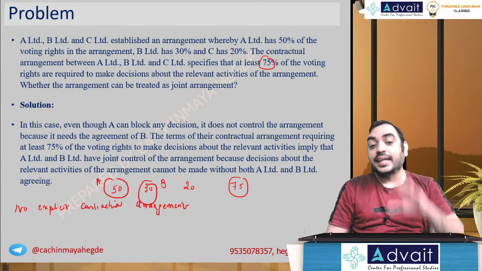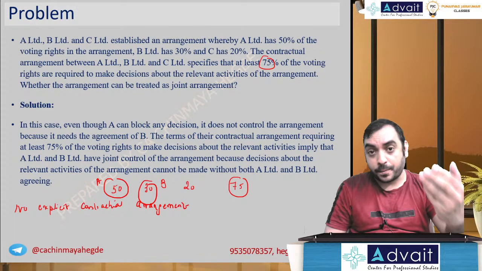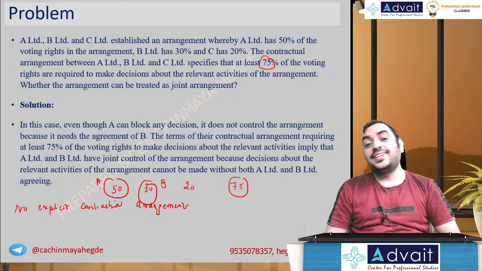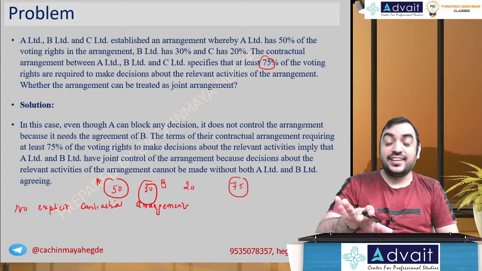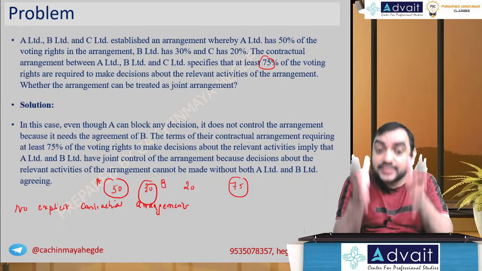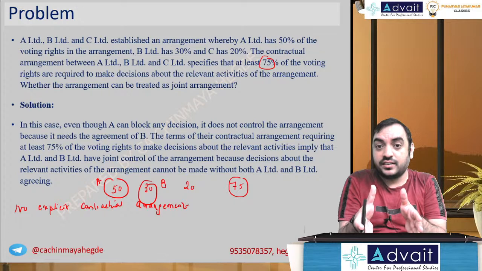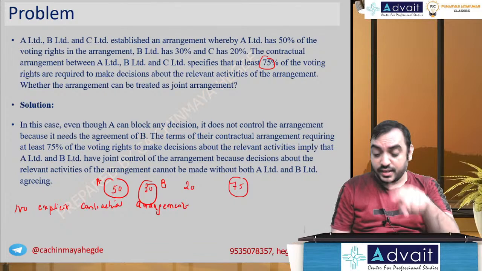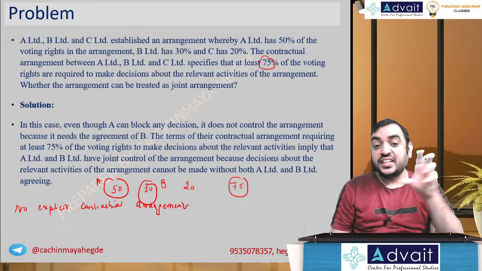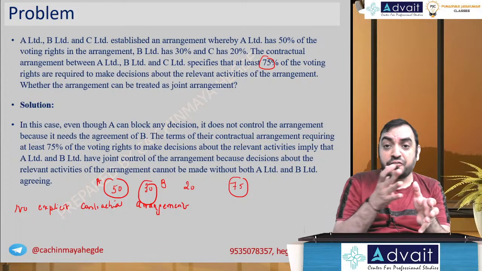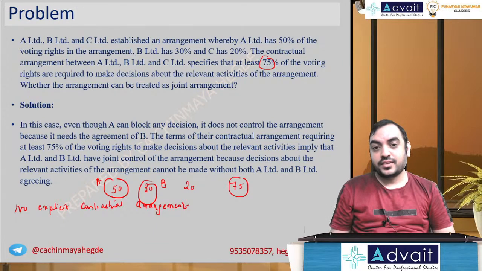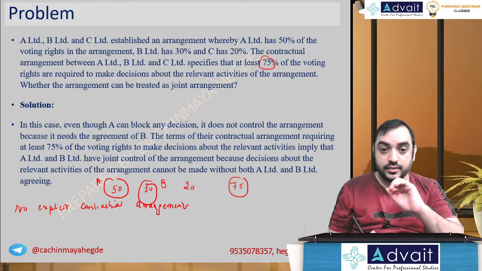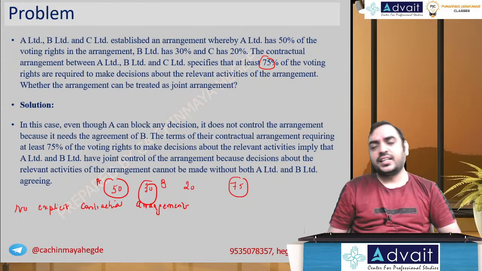So in other words, A Limited can stop the decision of others. B Limited can stop the decision of others. So indirectly, implicitly, unless A and B agree together, the decision cannot be taken. Remember, in the same problem, if it was not 50, 30, 20, if it was 40, 30, 30, then any of the three combinations, okay, let me first complete this, then I'll give another example.